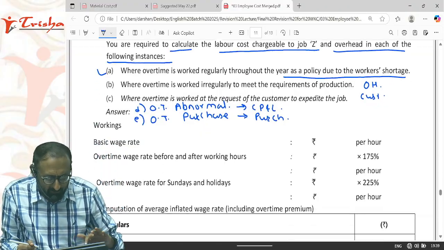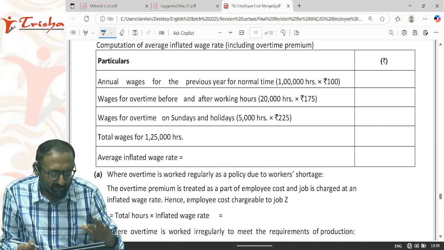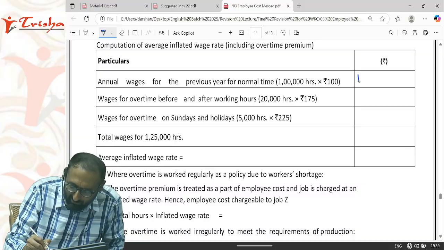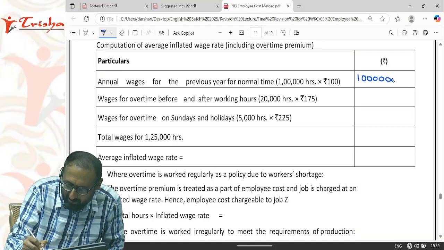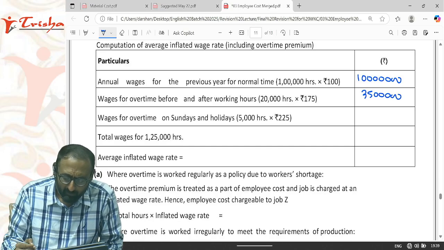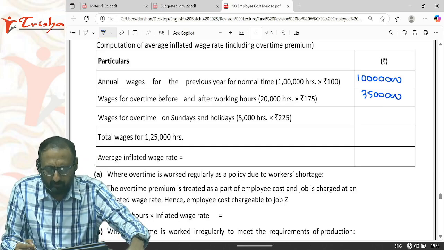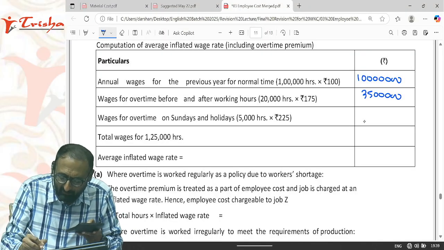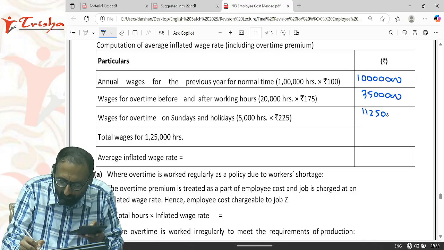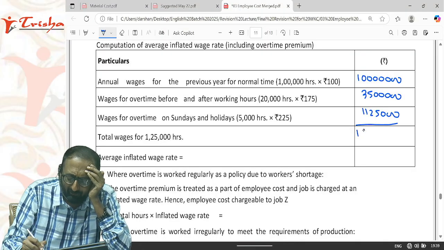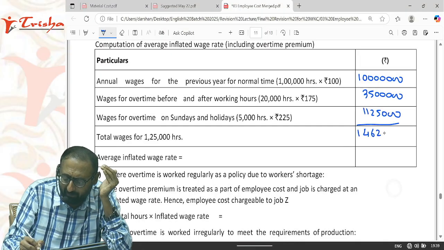First of all, we have calculated last year's wages. As I told you, 1 crore rupees is the basic wage, 35 lakh is the wages before and after hours, and 5,000 multiplied by 225 is 11 lakh 25,000. Total wages, you told me, 1 crore 46 lakh 25,000. Perfect?